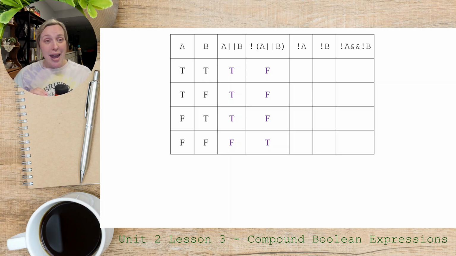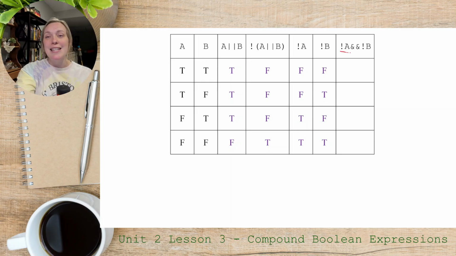Let me switch up A. So not A is false, false, true, true. Let me switch up B. Okay. Not B goes from true, false, true, false to false, true, false, true. And then now when I look at not A and not B, okay, I'm comparing these two columns right here. So false, false, false, true.